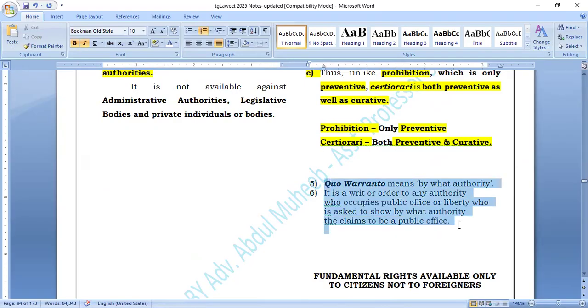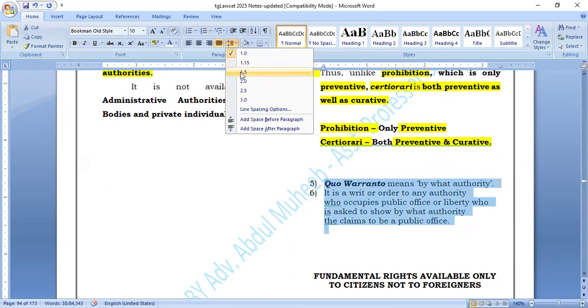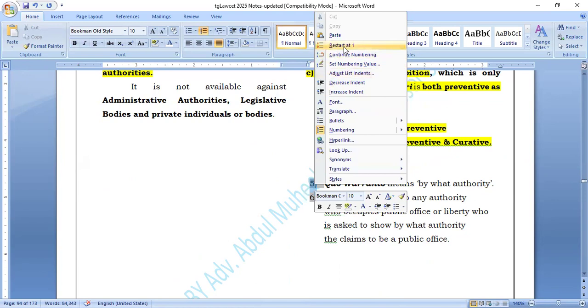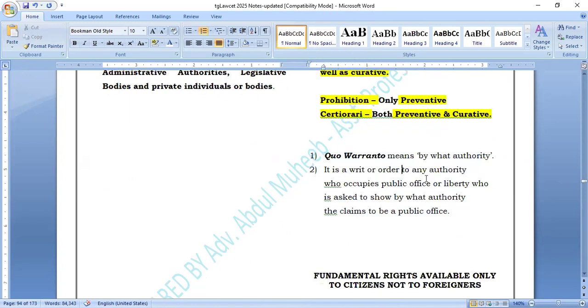को वारंटो मीन्स बाय व्हाट अथॉरिटी? को वारंटो का मतलब क्या है? इट इज अ रिट या ऑर्डर बाय व्हाट अथॉरिटी। मतलब आपके पास क्या अथॉरिटी है? अरेस्ट वारंट है? नहीं है। नेक्स्ट। It is a writ or order to any authority who occupies public office, who is asked to show by what authority he claims to hold a public office.